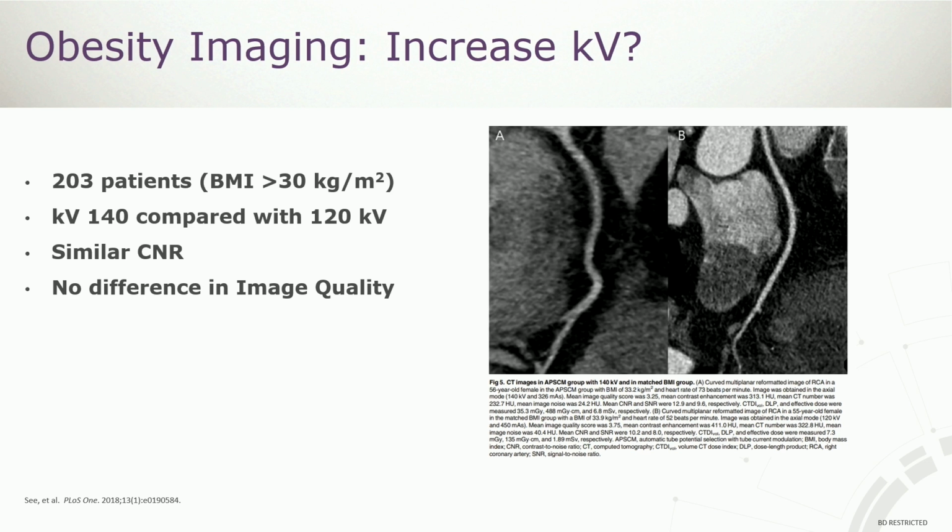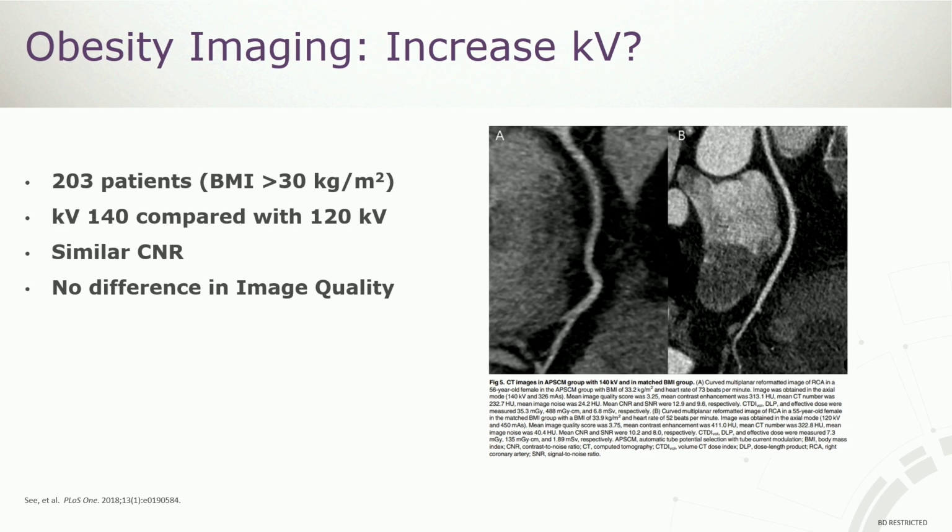So what I was commonly taught, at least as I was a fellow and going through things, was when you have an obese patient, you really should just think about cranking the kV. And that's kind of what I was always taught. Go to 130, go to 140. You may see the vessels better, especially the distal vessels.